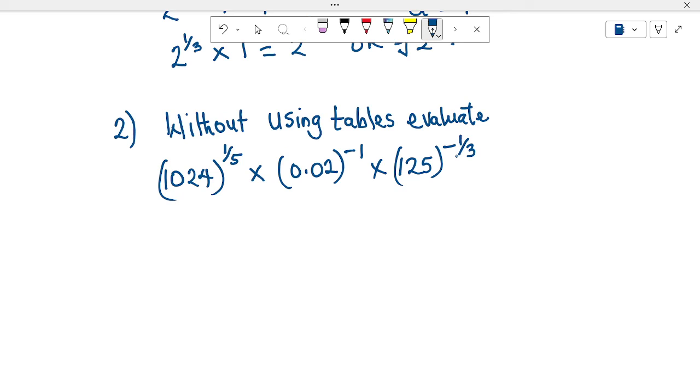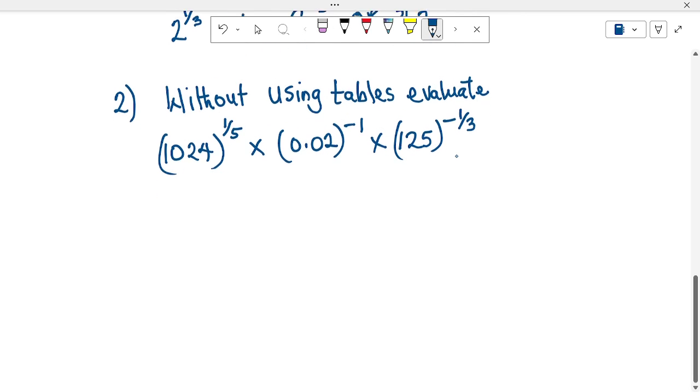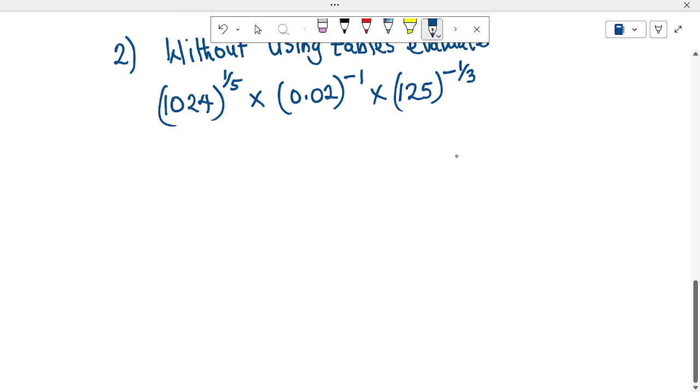Without using tables, evaluate 1024 raised to power 1/5 times 0.02 raised to power -1 times 125 raised to power -1/3. Okay. You want to study the question?